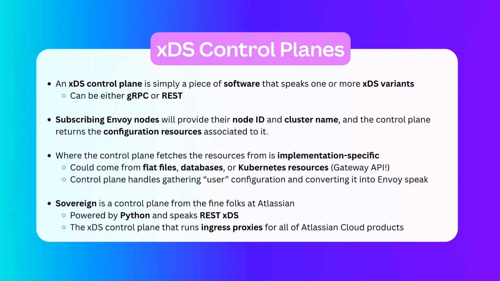Sovereign is a control plane from the fine folks at Atlassian, and that is indeed my previous employer. It's powered by Python, and it uses the REST xDS variant. The xDS control plane that runs ingress proxies for all of Atlassian cloud products is powered by this piece of software.